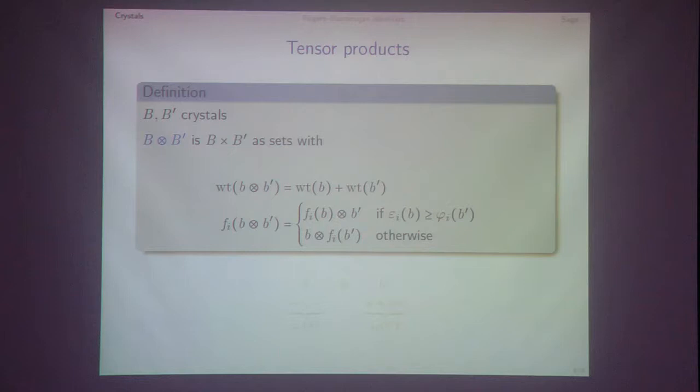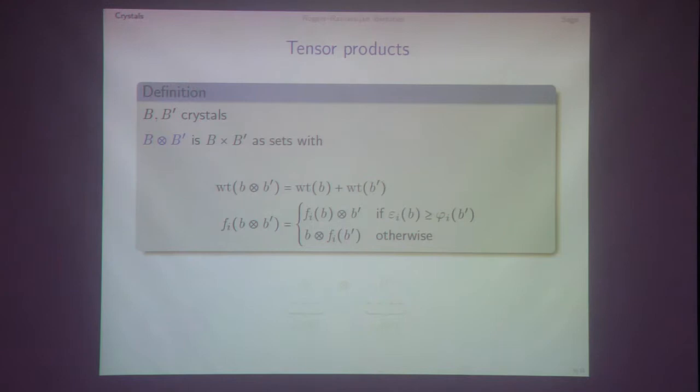So what did we do? We had two crystals, B and B prime. They should be of the same Lie type, but they could be of different shapes, as we have seen. And then we want to take the tensor product. As a set, it's really just the Cartesian product, so whatever you have in the one crystal, Cartesian product with the other one. And then remember, we had these maps. We had the weight function. The weights just add. And then for the Fi, these Kashiwara operators, there's a simple rule.